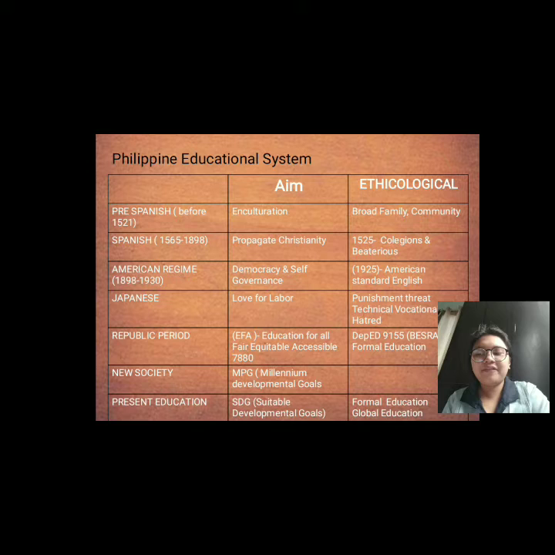And the fifth one is the Republic period. Their aim is EFA, or Education for All: fair, equitable, accessible. In 1987 and 1988, that's the time when education is for all. And their ecological is Step Ed 9155 or BESRA, and they also have formal education at that time.